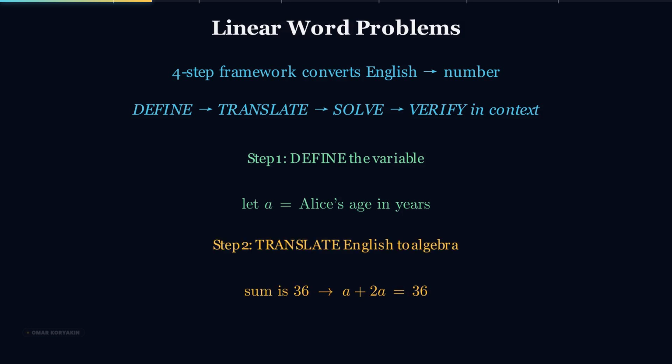Step 2 is translate the English into algebra. Use the keyword dictionary from Section 2, Lesson 5, and the trap library from Lesson 6. Identify the relationships described in the English and write them as one or more algebraic equations involving the variables. Combining the relationships often produces a single equation in the single defined variable, ready for solving.